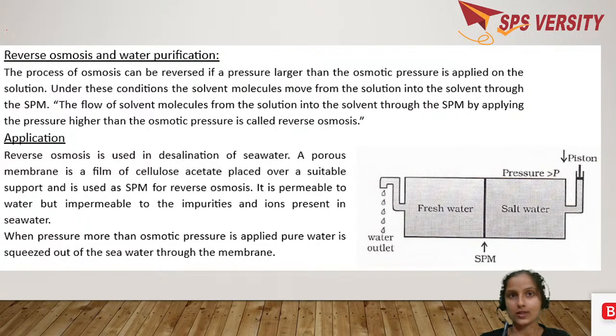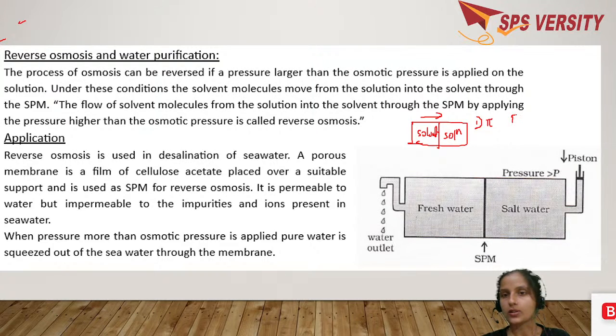Then, what is reverse osmosis? If you apply a pressure which is greater than the osmotic pressure on the solution compartment, for example, if you have here the solvent and the solution separated by a semi-permeable membrane, what will be the direction? This will be the direction of the flow of the solvent. Now, condition 1, apply a pressure. I'll take osmotic pressure as pi and the applied pressure as P. When the pressure applied is equal to the osmotic pressure, then this movement will stop.